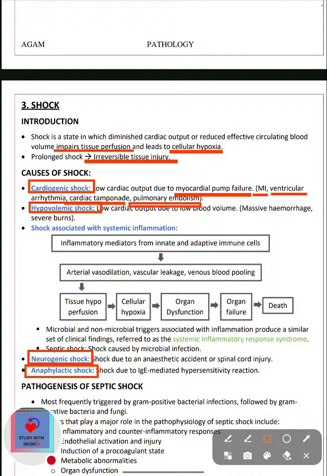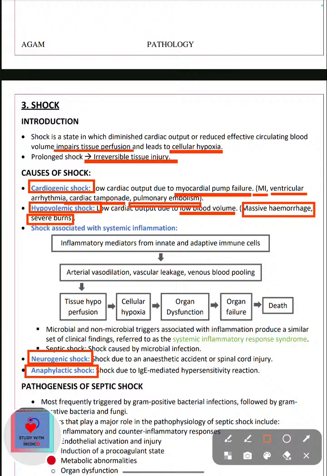Hypovolemic shock: low cardiac output due to low blood volume. Okay, so heart is fine in hypovolemic shock. Heart is fine, but the blood volume is low because of the massive hemorrhage or because of the burns. This kind of shock occurs.